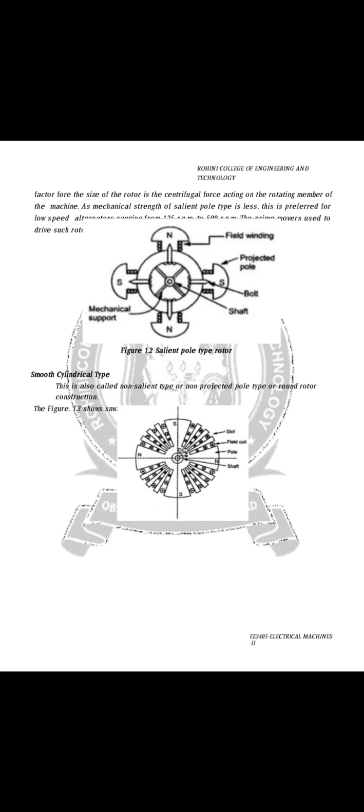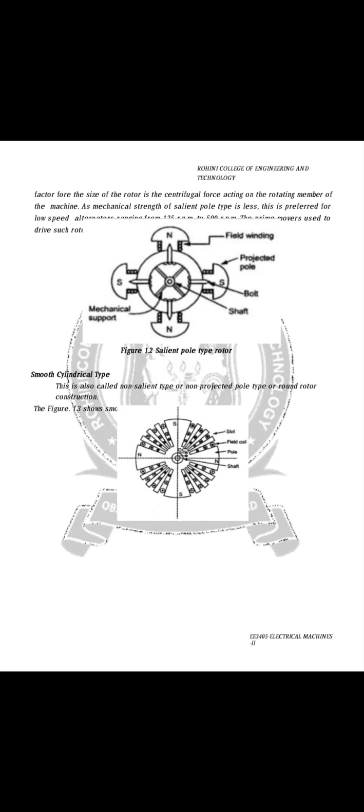Next one is the smooth cylindrical type rotor. This is also called the non-salient pole or non-projected pole type of rotor. The rotor consists of a solid steel cylinder having a number of slots to accommodate the field coils. The slots are covered at the top with the help of steel or manganese wedges. The poles are not projecting out and the surface of the rotor is smooth, which maintains a uniform air gap between the stator and the rotor.